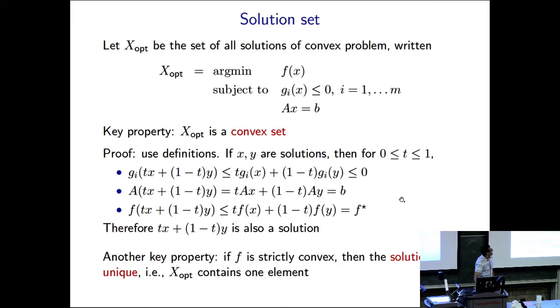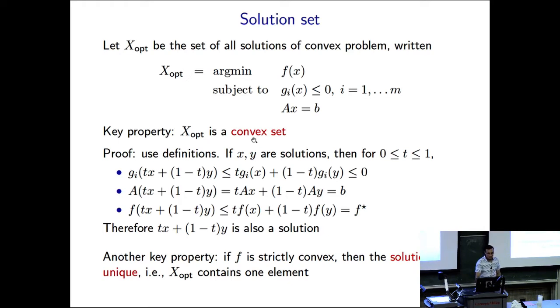A very important property of convex optimization problems is that their solution set, which is the set of all points that attain the optimal value, which we usually write as capital X opt, is actually a convex set. So for convex optimization problems, this is a convex set.